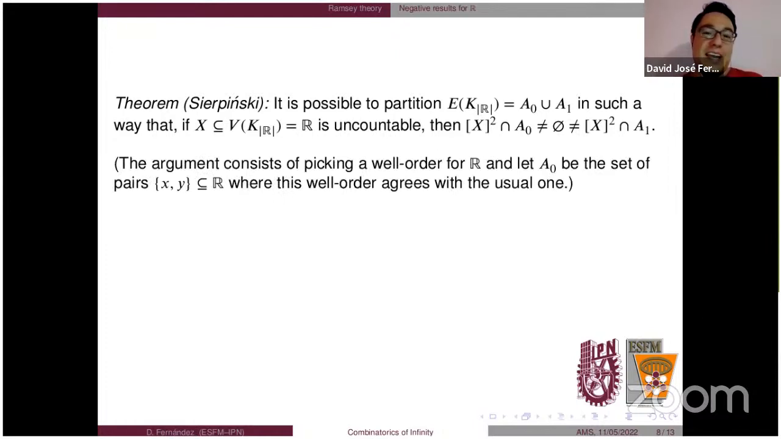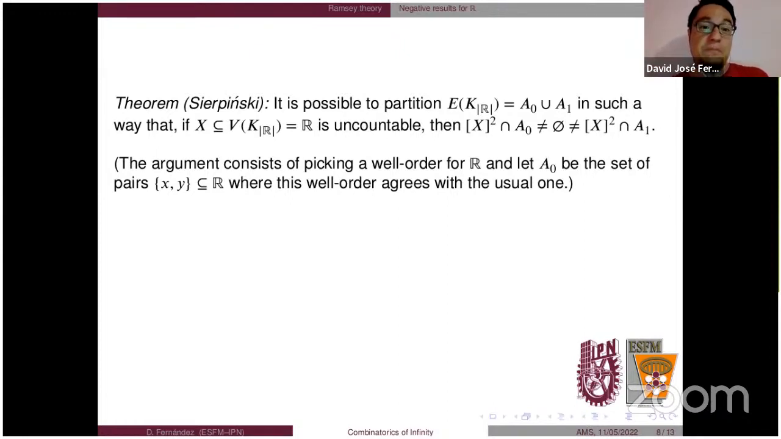But the basic idea is pick a well order for the real line. It's one of the axioms of set theory that you can basically do this. A well order is not going to have anything to do with the usual order that you think about. It's typically going to be something completely different. It's not going to respect addition or multiplication. It's not going to be useful for anything except for combinatorial purposes. And this is what happens here.